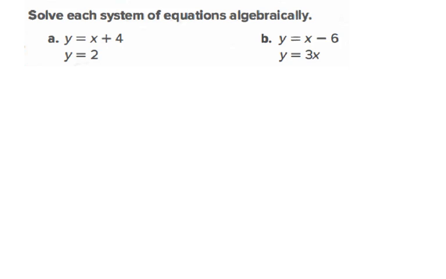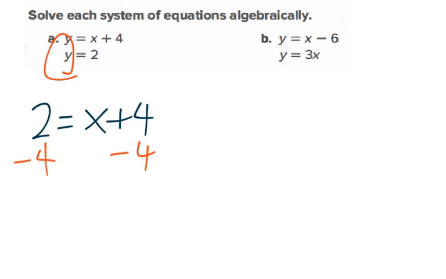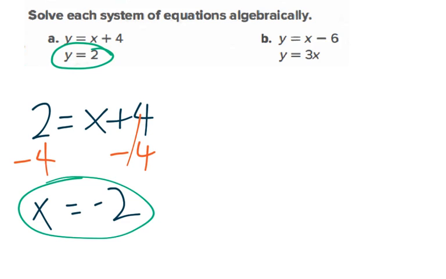Alright, got it A, they're both equal to y, so therefore they must be equal to each other. So we're going to set it up as 2 equals x plus 4. Notice, all we're doing is setting them equal to each other. And then I subtract 4, and I get that x equals negative 2. Now that I know what x is, well actually I already know what y is too, because they told me what y is. So I already know what x and y is. I could have used that from the start anyway, which I did.